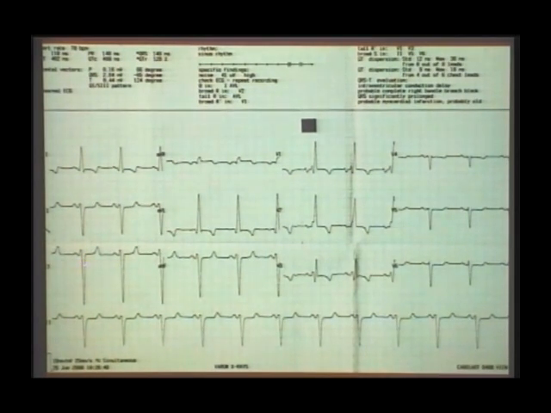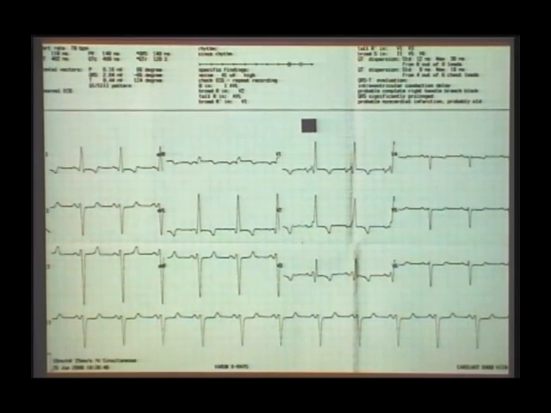So count the number of big squares: 1, 2, 3 and 4. So the number of big squares in between two adjacent QRS complexes is 4. What is the heart rate? 75. But the machine is giving 78 per minute, isn't it? See that? Why is the machine giving 78? It is smarter. So it is counting small squares.